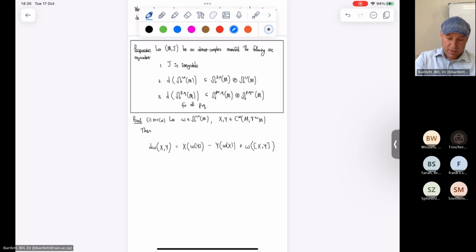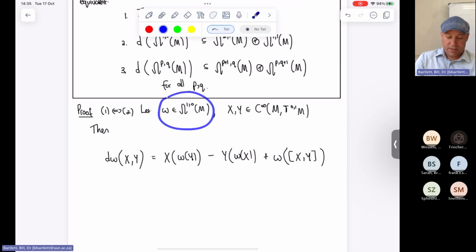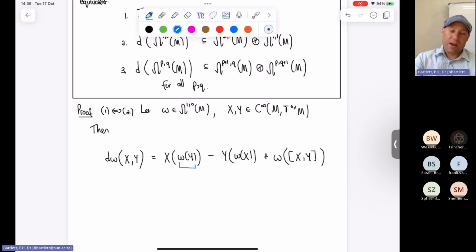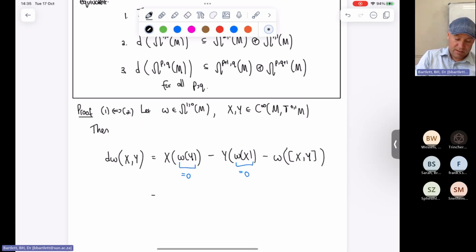And now we have a look here. What's going on? Omega was of type (1, 0), and is being fed vector fields of type (0, 1). So that means it's going to be 0 on those vector fields, right? Because a (1, 0) form, when you feed it a (0, 1) vector, gives you 0. Similarly here, you're going to get 0. So the only thing that remains is this part here. And I think I've left out a minus sign here, so this should be a minus. So I get minus omega applied to the commutator of x and y.